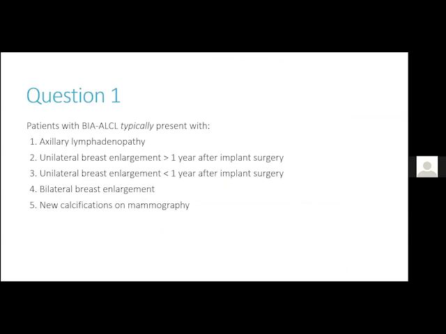So I'm going to stop for a question, and I think if we can answer, use the chat box, and Anna, maybe you can monitor this. My question is, patients with BIA-ALCL typically present with, number 1, axillary lymphadenopathy, 2, unilateral breast enlargement more than a year after implant surgery, 3, unilateral breast enlargement less than a year after implant surgery, 4, bilateral breast enlargement, and 5, mammographic calcifications. So I can't see the chat box, Anna.